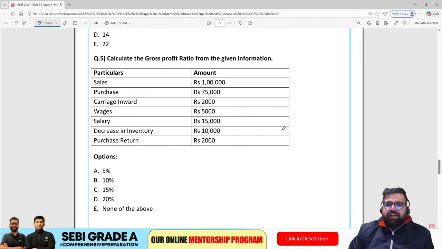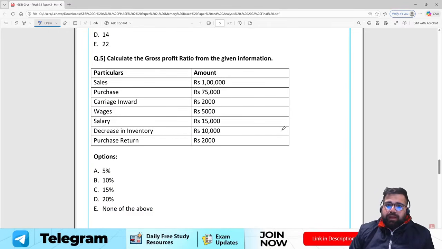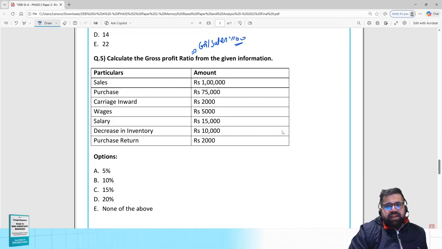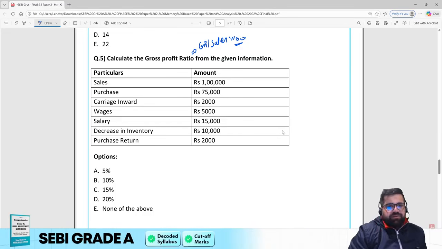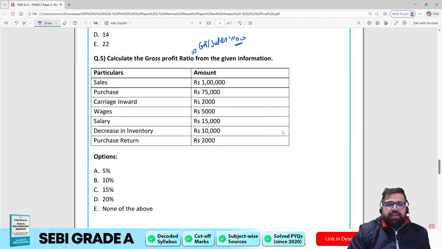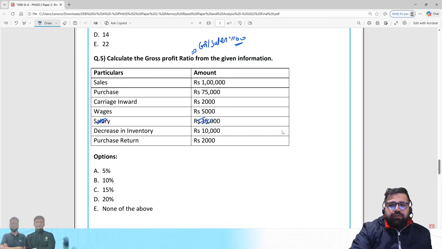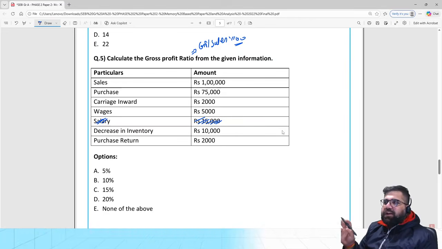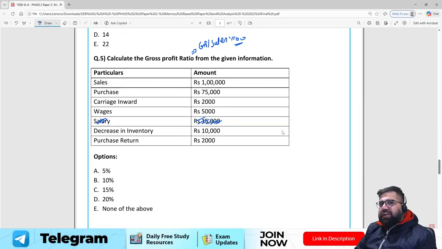Now let's come to question number 5. I hope you are solving with me. Calculate gross profit ratio. Gross profit ratio is what, my friend? Gross profit divided by sales into 100 for percentage conversion. Now solve it. Sales is given as 1 lakh, purchases is given, carriage inward is given, wages is given, salary we have to ignore because salary is not part of gross profit calculation. Salary is an operating expense which will be used for the calculation of EBIT. Decrease in inventory is given as 10,000 and purchase return is given as 2,000.